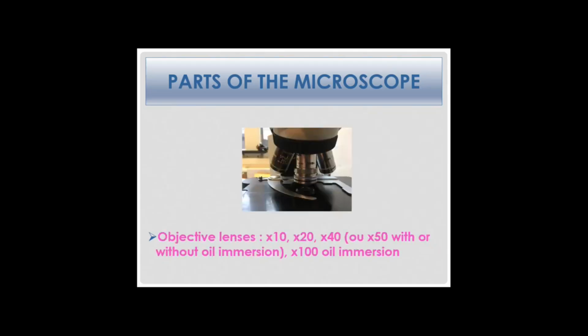The fourth essential element of the microscope is the lenses. The minimum that you will need will be 10, 20 and 40 times magnification and 100 times oil immersion lens. It is possible to choose a microscope with a 40 or 50 oil immersion lens. This can be extremely useful.